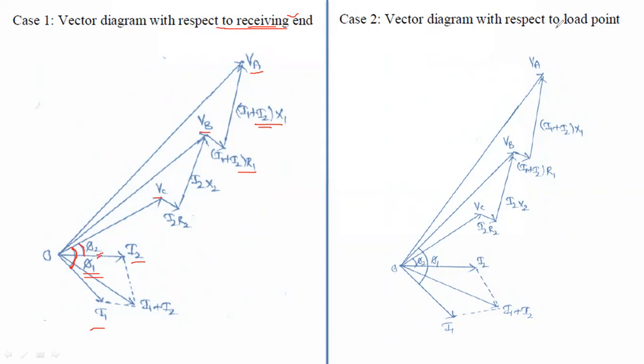But in the load point case, it is taken as the midpoint. What is the midpoint? The distributor point B. That is VB to I1, which represents phi 1, and VC to I2, which represents phi 2.